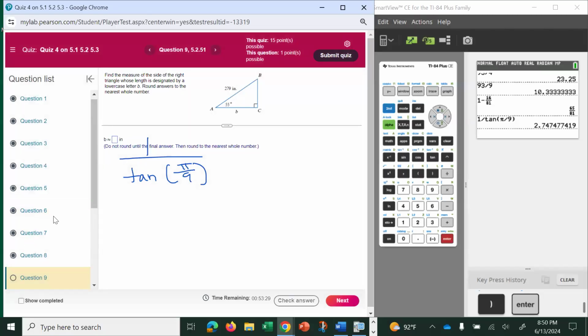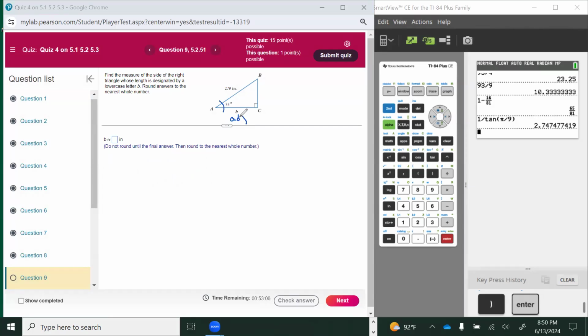Okay, let's look at what this problem says. This problem asks, find the measure of the side of the right triangle whose length is designated by a lowercase b. Round answers to the nearest whole number. So think about what angle you're given or the location of your angle. B, that's your adjacent side, and the 279 inches, that's your opposite, not opposite, I'm sorry, that's your hypotenuse. The opposite would be the other side.